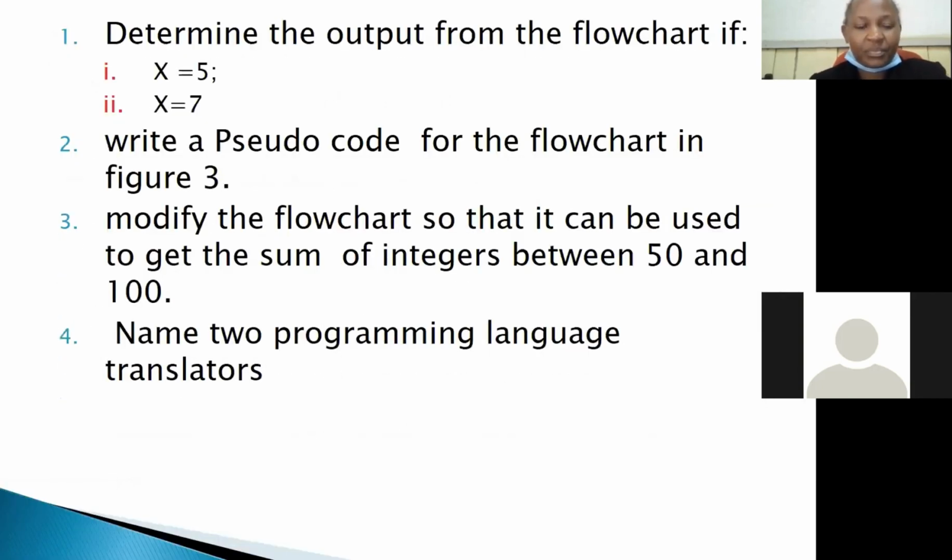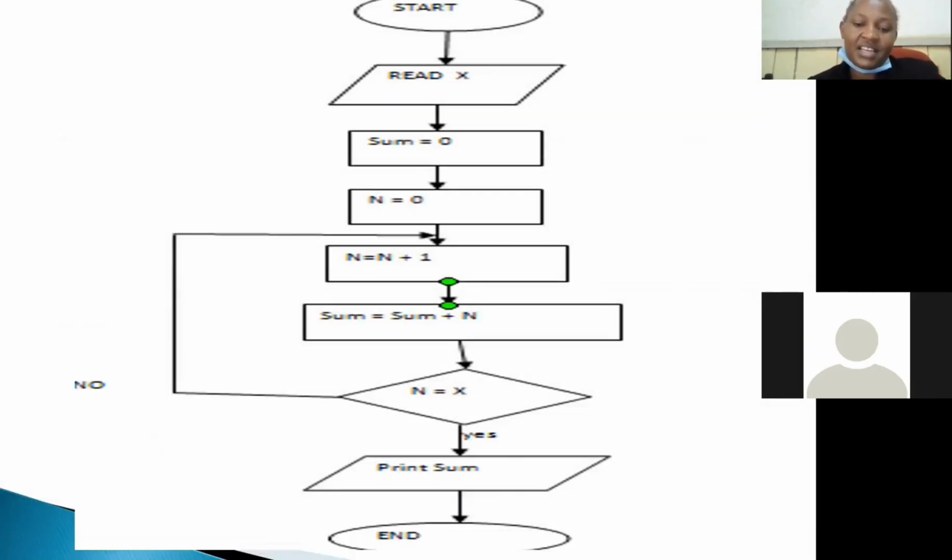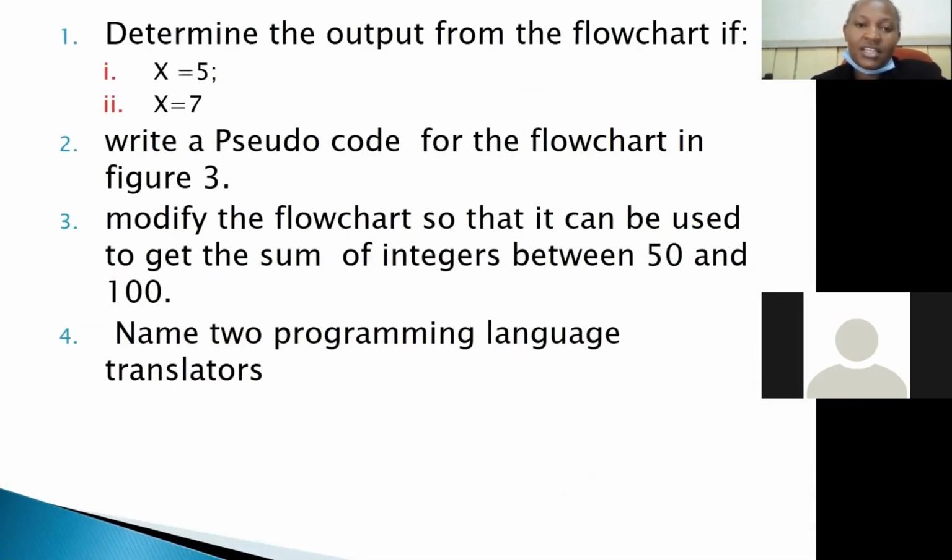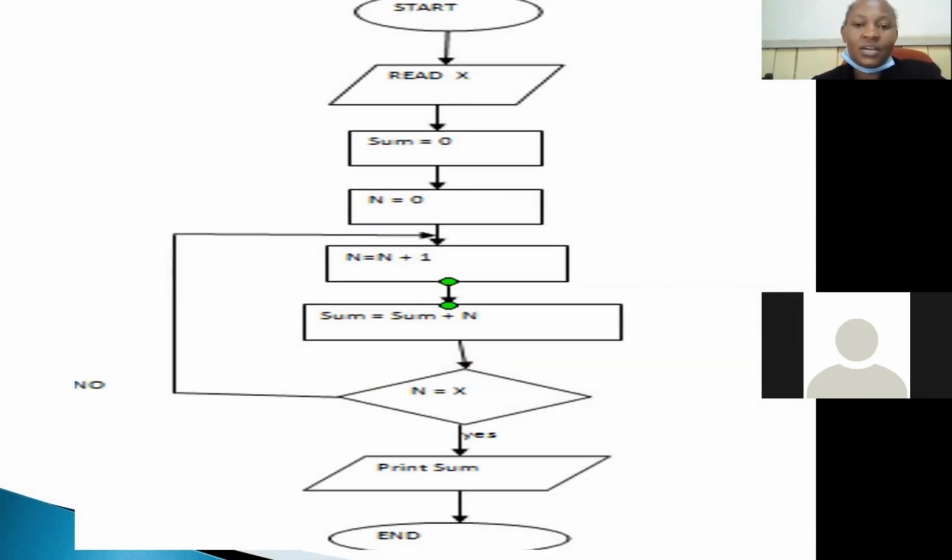Still in this, write a pseudocode for the flowchart in the figure above, figure 3. As a candidate, you are required to write a pseudocode. It is very good to do your pseudocode in a sequential order of events, the way they are appearing. In this case, it will be just removing the symbols and then writing what remains after the symbols. And then if you check here, there is a control structure that comes in.